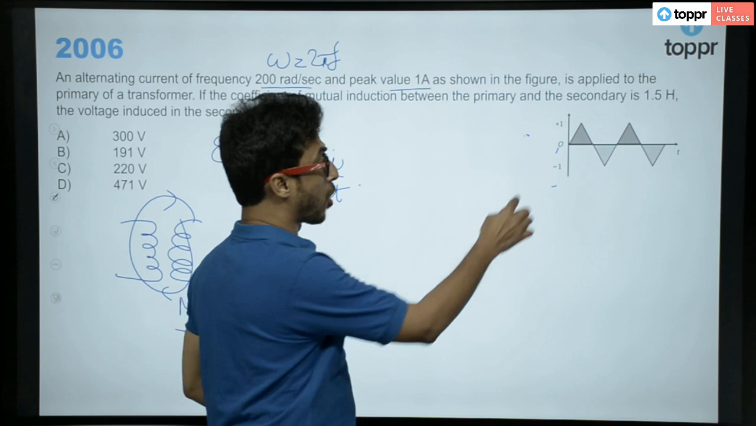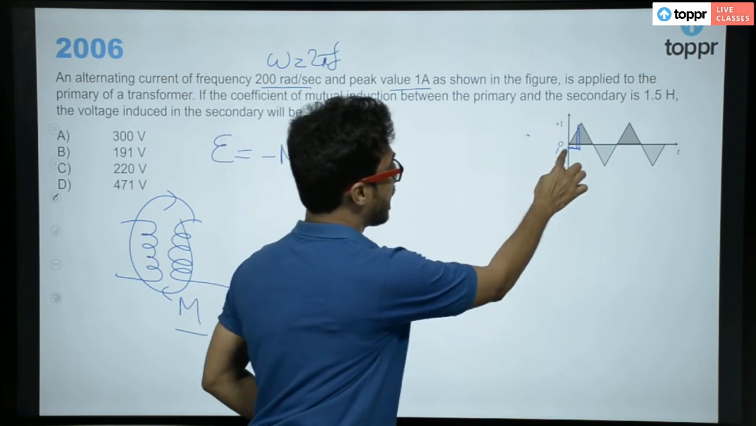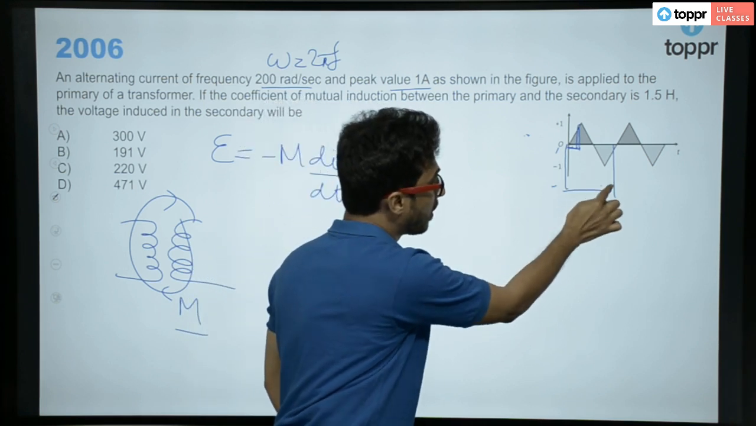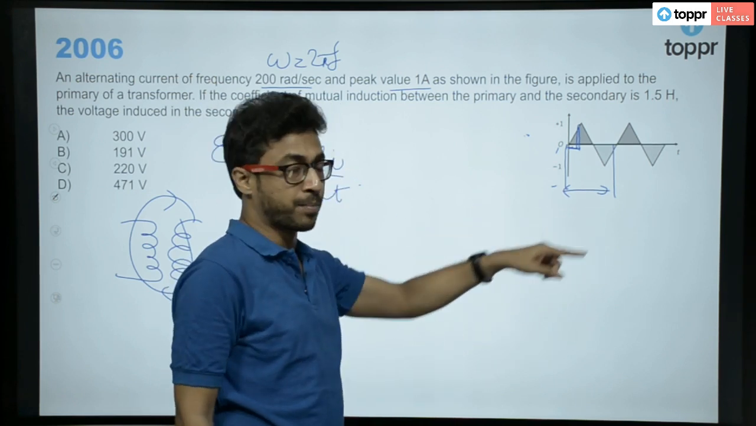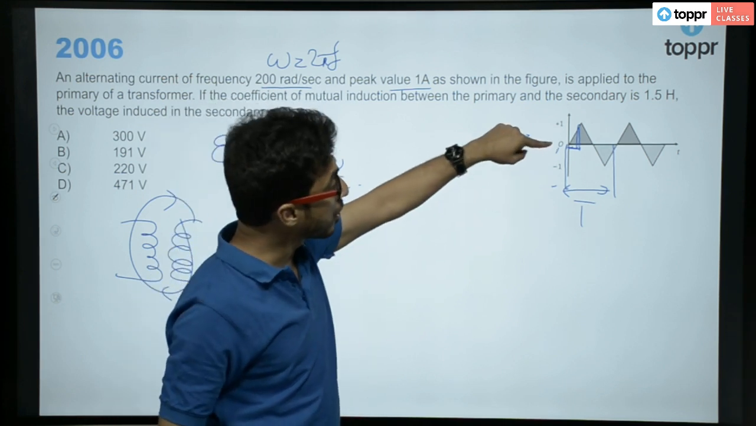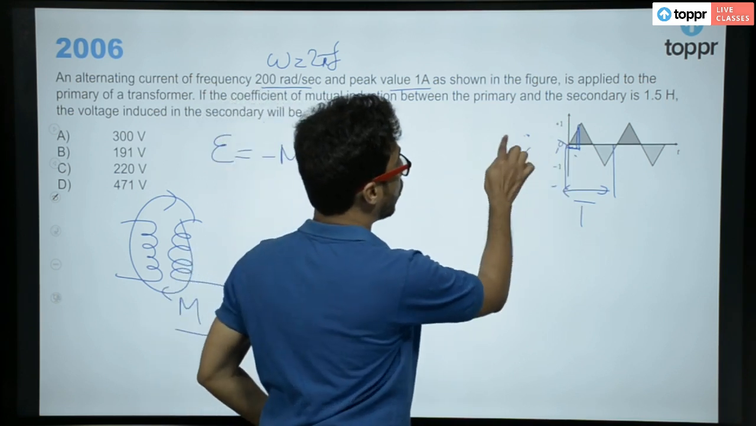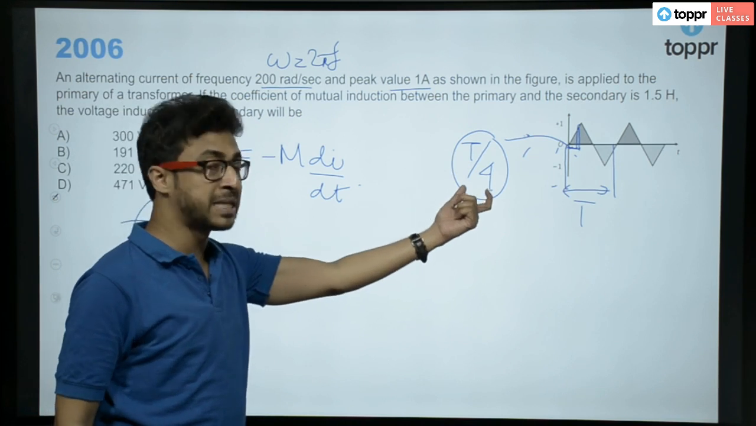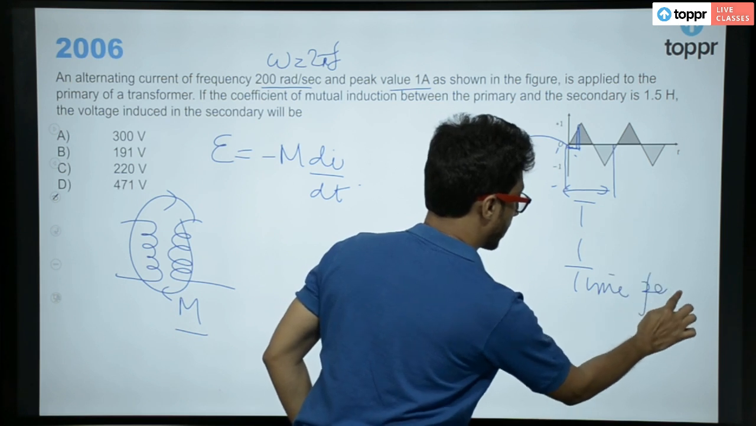Now the change is occurring between this, which is one wavelength, or one period. The way the wave is changing, this is one period. So this is time T, the total time period T. The change is occurring between T by 4. In every T by 4 it is changing. So we can take the duration of time to be T by 4, where T is the time period.